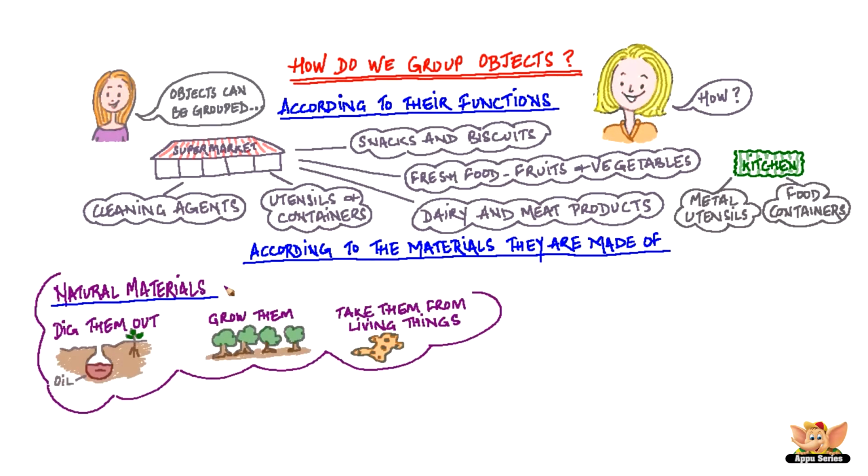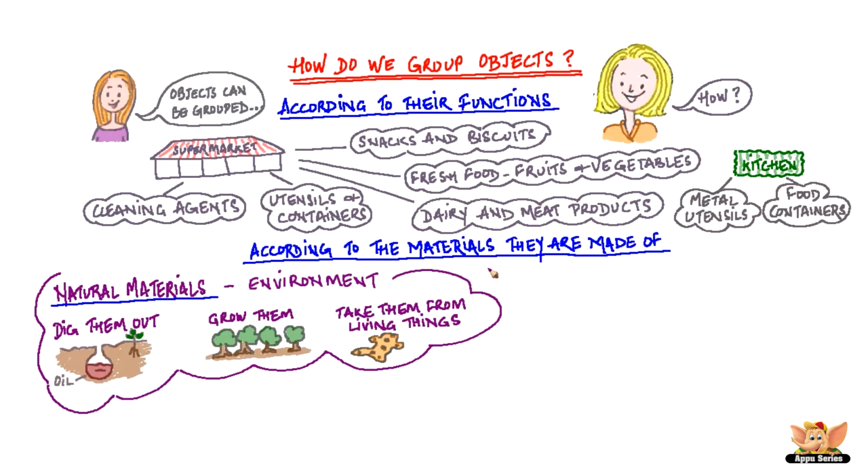Natural materials are those that we get from our environment. We might have to dig them out as oil, grow them, or take them in some other way from living things.